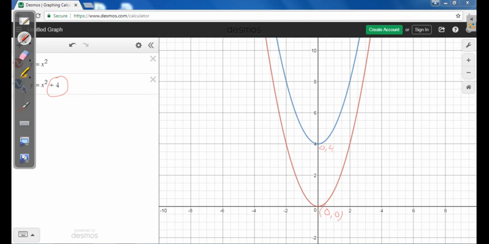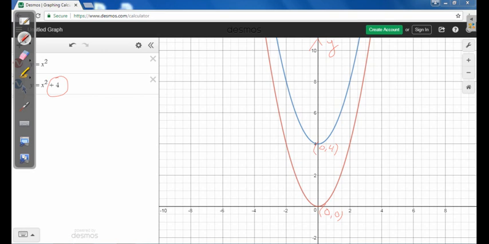What part of the vertex changed, the x part or the y part? The y part of the vertex has changed, right? And the y is a vertical line, while the x is the horizontal line. And since the y part has changed, that means I have a vertical translation. Are we okay with that?